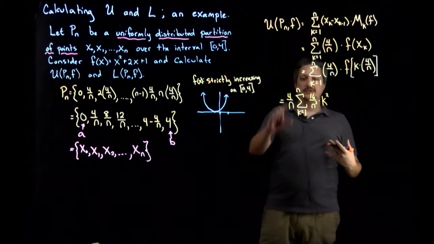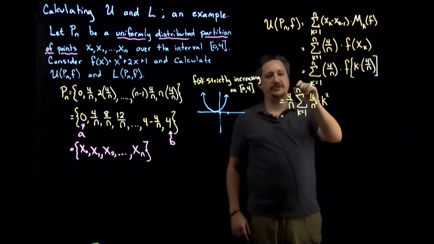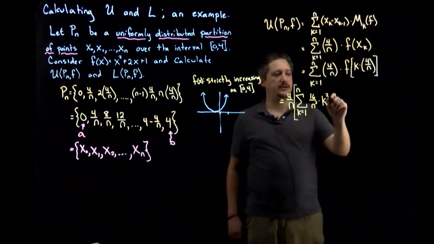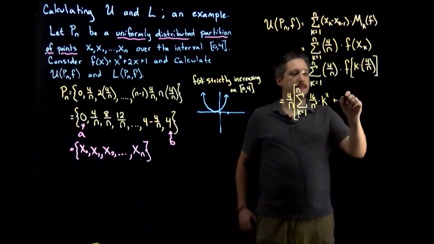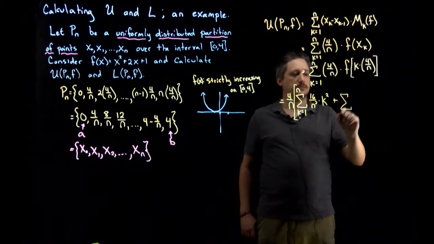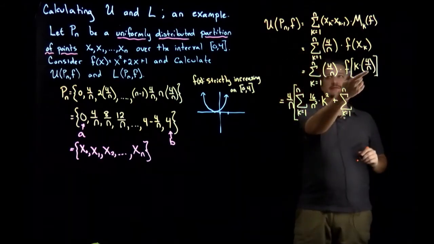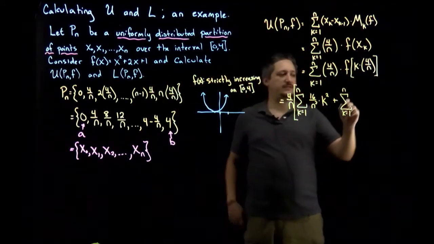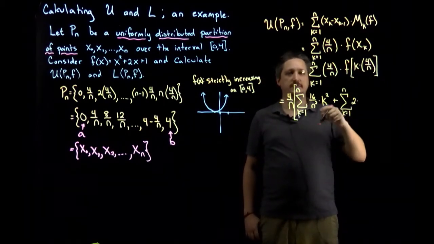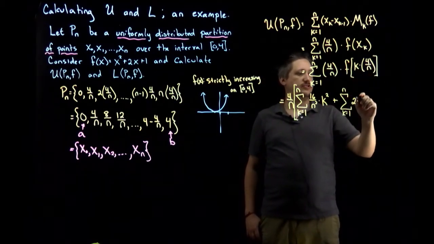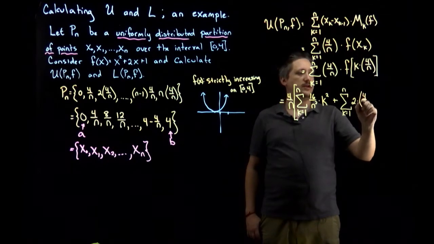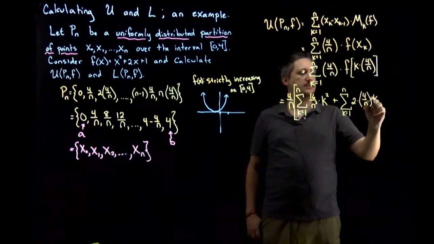Then plus, but these are finite sums, so just to save myself some board space here, I'm going to split my sum as I go. So this is going to be k equals 1 to n. Then I'm going to have this plugged into the second piece, which gives me 2 times this thing, which is going to be 4 over n times k.